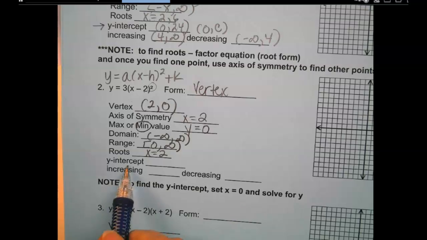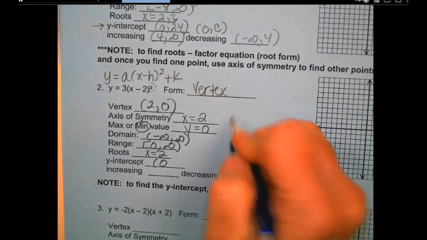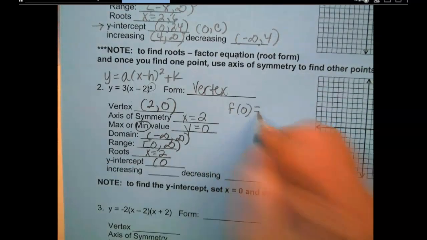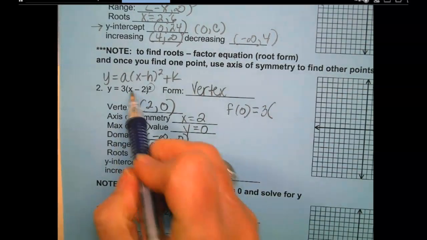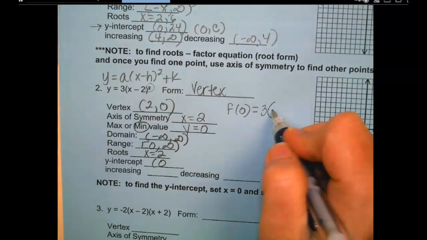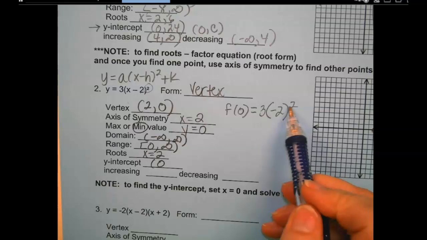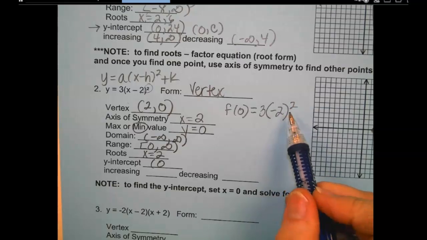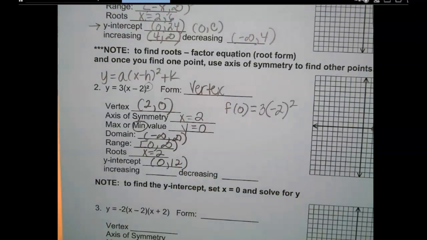So my y-intercept, I want to find my y-intercept. To find the y-intercept, x is 0. So I'm going to do f of 0, and it's going to equal 3 times 0 minus 2, which is negative 2 squared. So negative 2 squared is 4 times 3 is 12, so I get 0, 12 for my y-intercept.